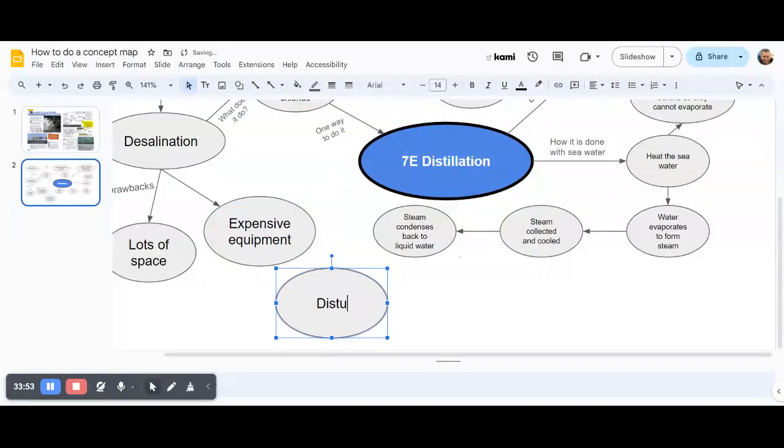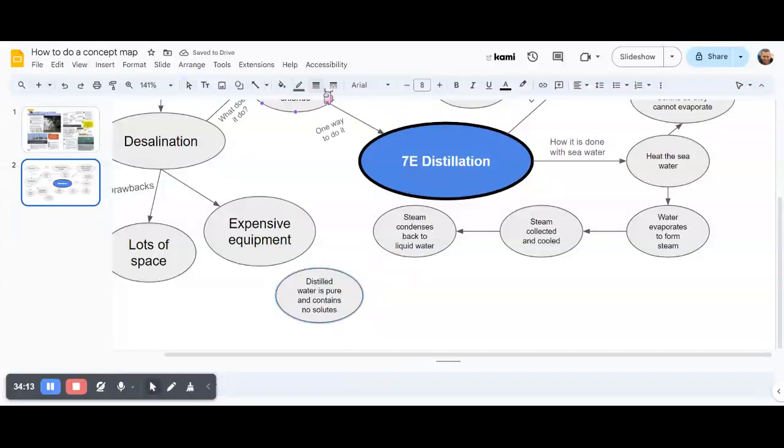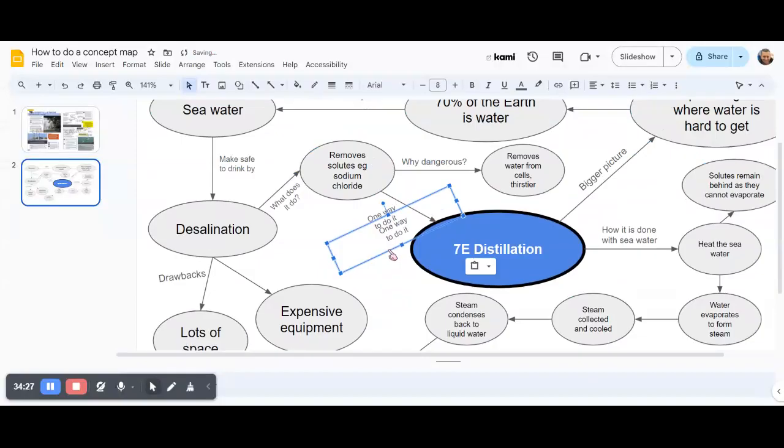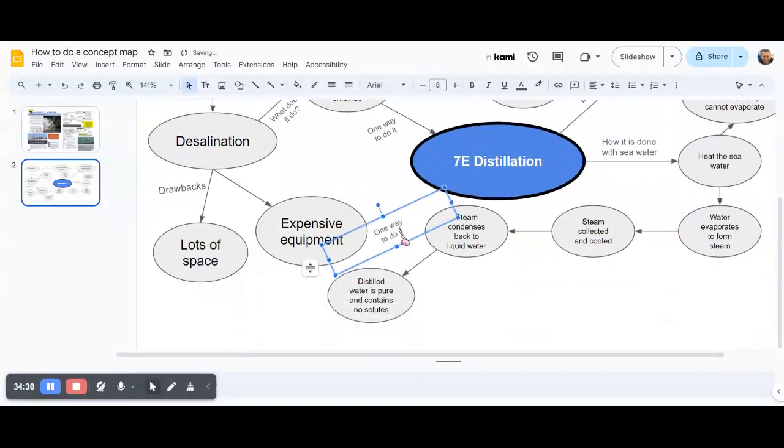So if I just copy this here, okay, pure. Distilled water is pure and contains no solutes. Okay, so here we go. So just streak that there, and then I want to put another arrow just here. So that's fine. Okay. So here I kind of think I would like to put some information as to why it is that it's safe. Okay, so why safe?